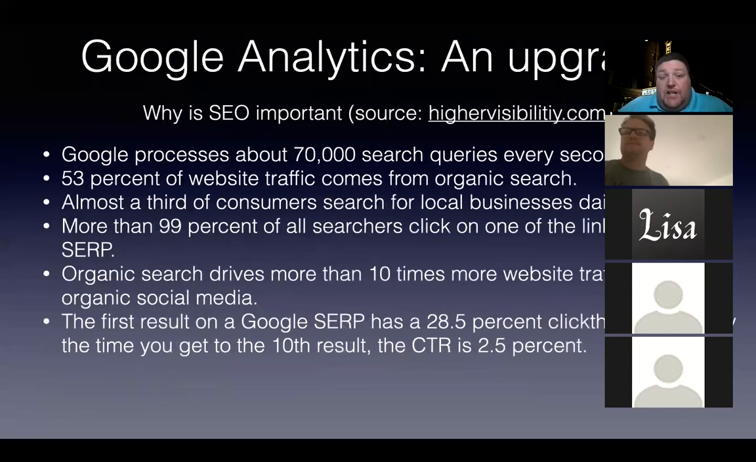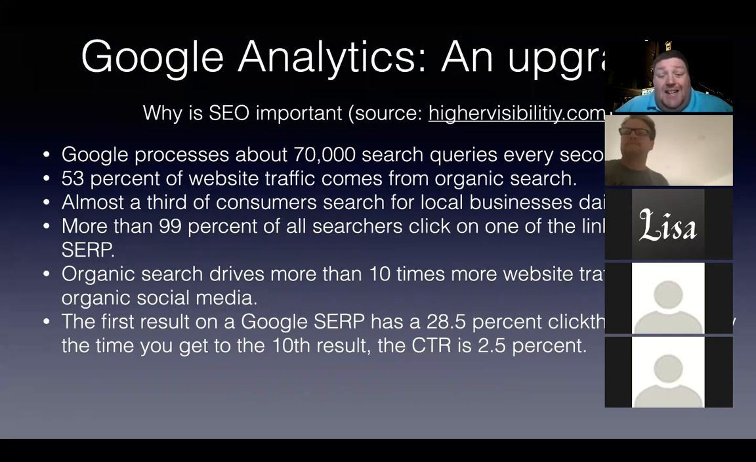So why is search engine optimization, or SEO, important? Google processes about 70,000 search queries every second. 53% of website traffic comes from organic search. So there are still a lot of websites out there that are just trying to fit in without paid advertising. That is a lot of competition that you're trying to stand out from. Almost a third of consumers search for local businesses daily.